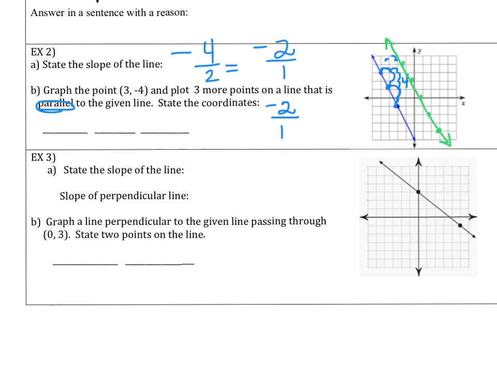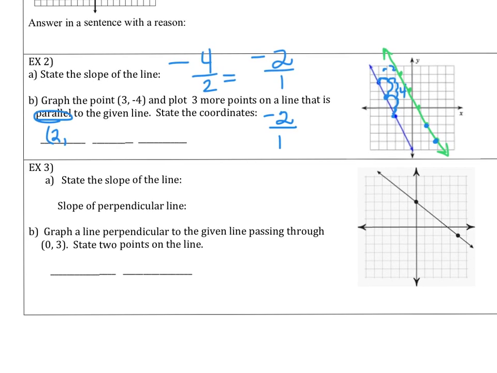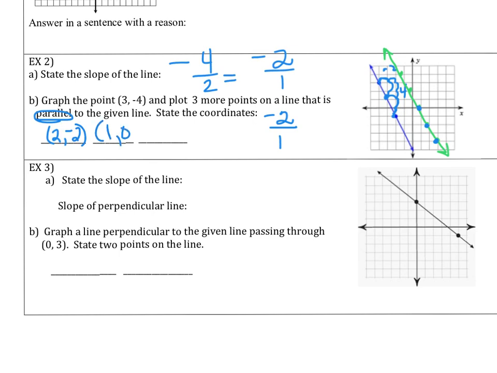So I need to just get the coordinates of some of these points. This is one I started with, so I'm going to move to this one right here. To name that point, I want to go back to the origin, and I need to move to the right 2 and down 2. So that's going to be the point 2, negative 2. The next point on the graph is right here. So that would be from the origin, I would move to the right 1 and up 0. So that's the point 1, 0.